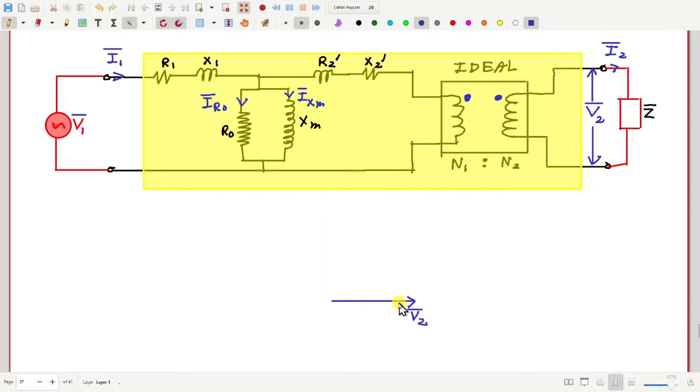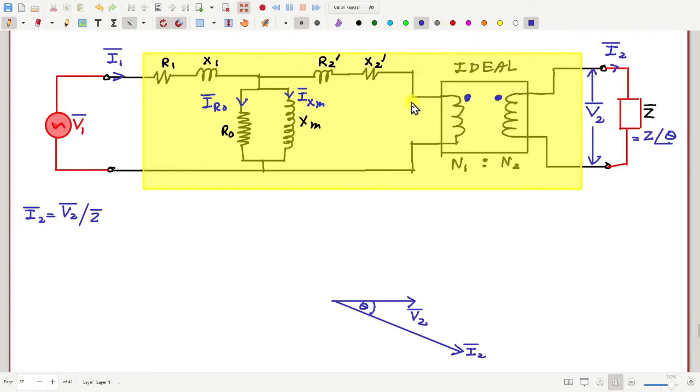And if V2 is known, then since Z is known, I can calculate I2. Okay, so let me write here, I2 will be V2 by Z. So if V2 is known, you can calculate how much is I2. Suppose that is here. Okay, so I'm assuming this Z to be of this form, angle theta is positive, so therefore I2 will be lagging the voltage V2.